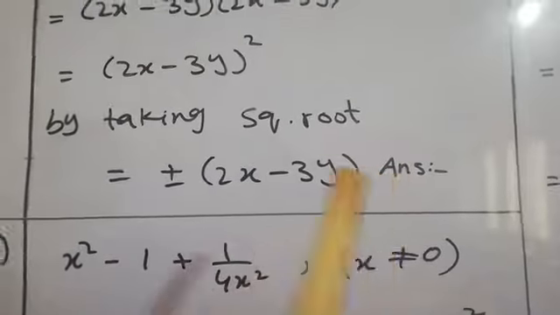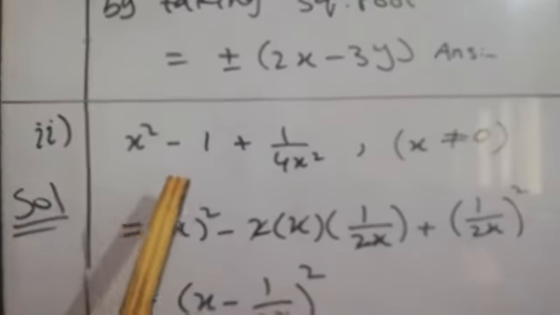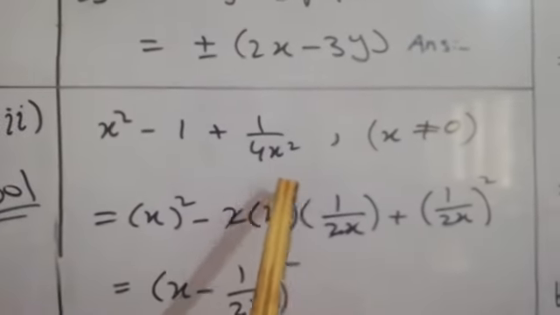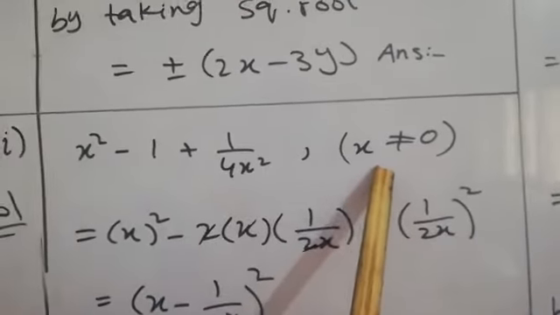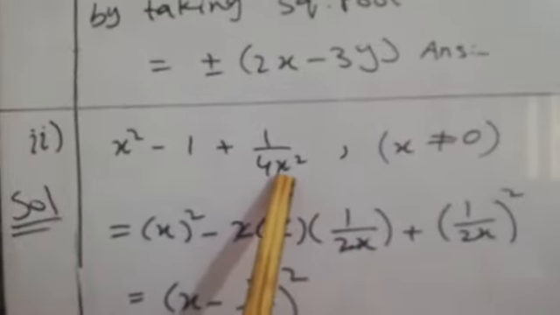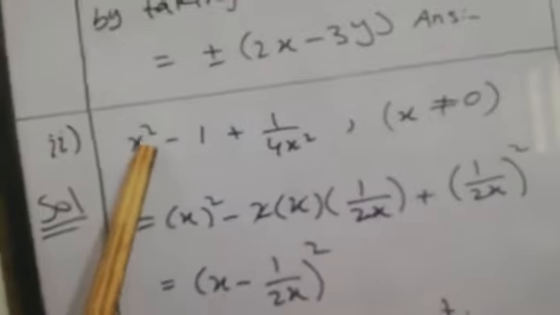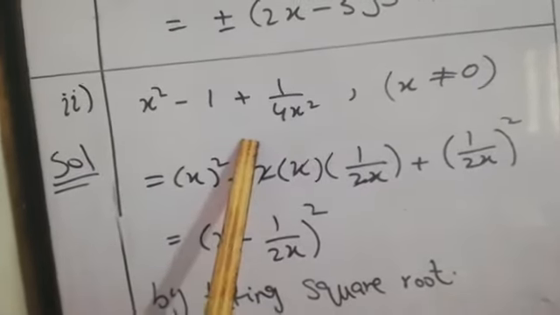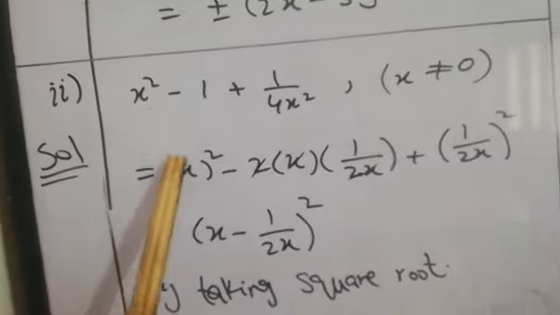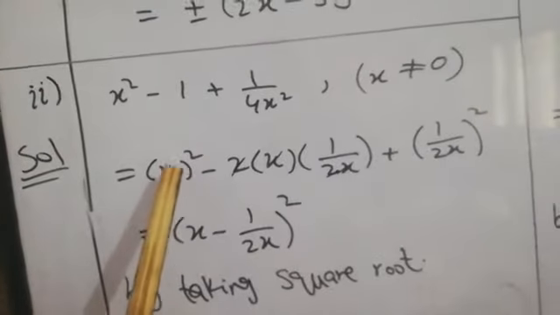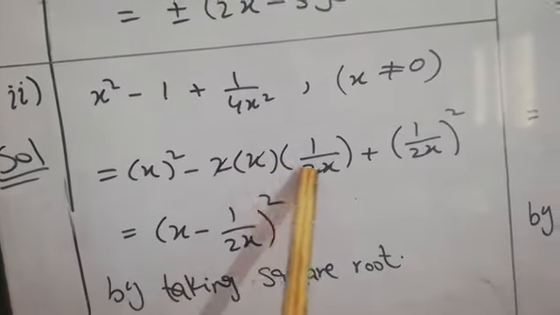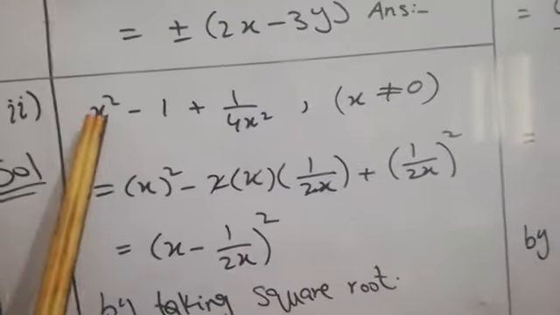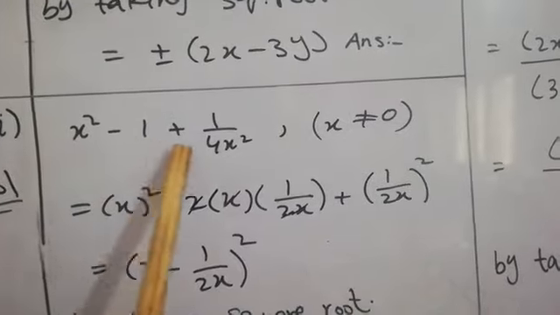This is the answer. Now part number 2: x square minus 1 plus 1 over 4x square, where x is not equal to 0. Because x is not equal to 0 means the value of the denominator is not equal to 0. You can see, my dear students, actually this is written in the form of a formula. You can observe that this is a square of x, and according to the formula a square minus 2ab plus b square.